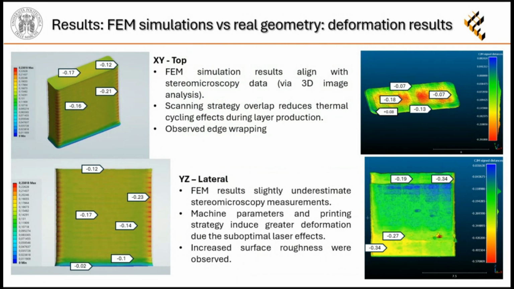Well, for the lateral results, we can see that the FEM results underestimate the deformation of the body, by a value of up to 100 micrometers. And also we observe an increase of roughness, and maybe it's caused by the suboptimal laser effects with the body.